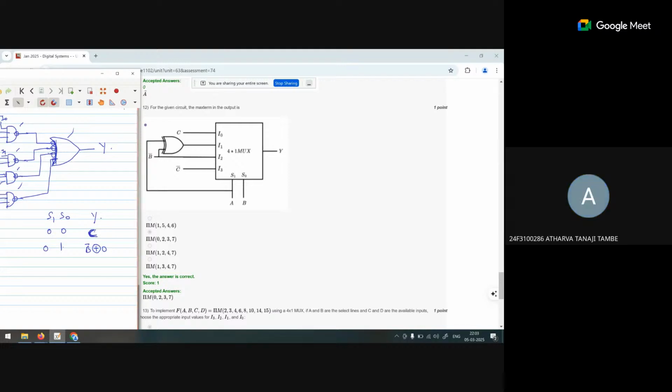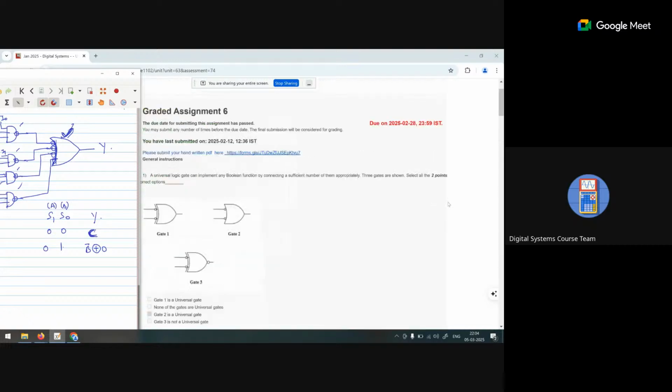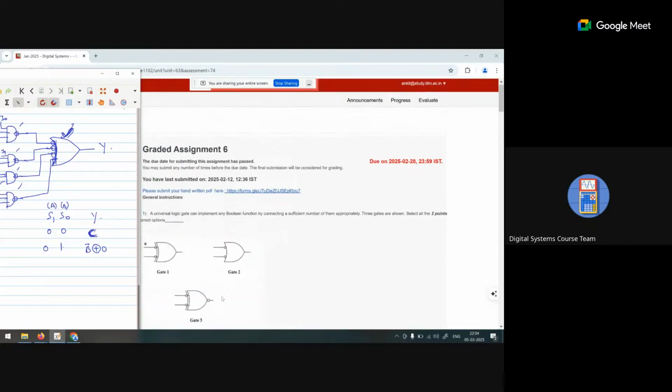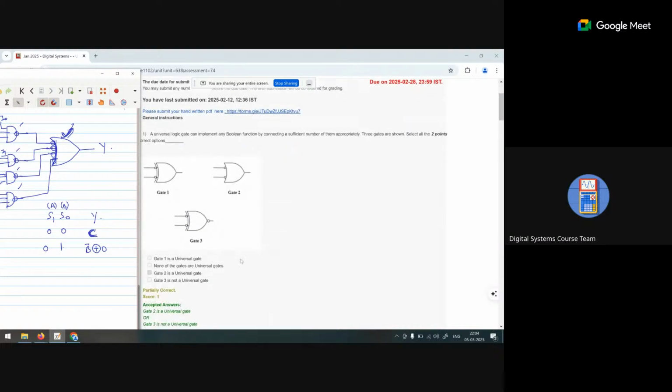Sir, in the previous question, in the last stage, you haven't used the NAND gate. What is this one? Bubbled OR gate is what? Oh, okay. Is it okay to use a bubbled OR gate as a NAND gate? Yeah, exactly. NAND gate is a universal gate. Okay, got it, sir.